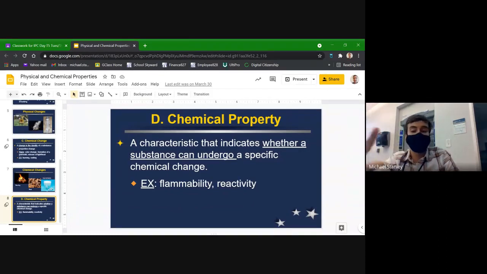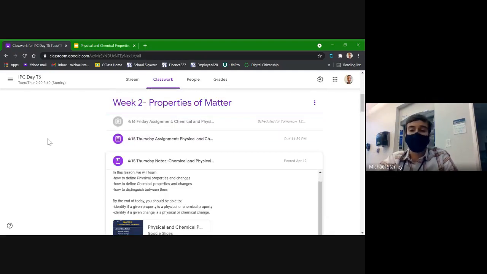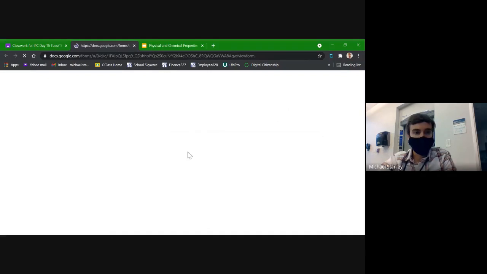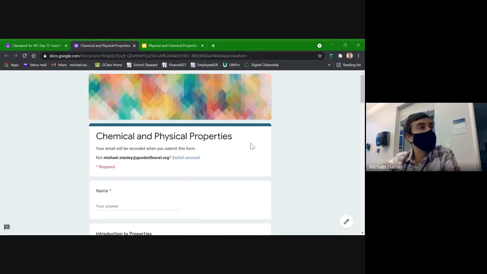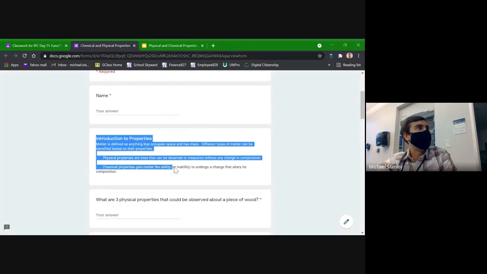So the homework for today and the daily assignment for tomorrow are basically asking you to look at a bunch of different situations and tell me if it's either a physical or chemical property for today's assignment and a physical or chemical change for tomorrow's assignment. So for the assignment that is due today, it has a little bit of a reminder about what physical and chemical properties are.